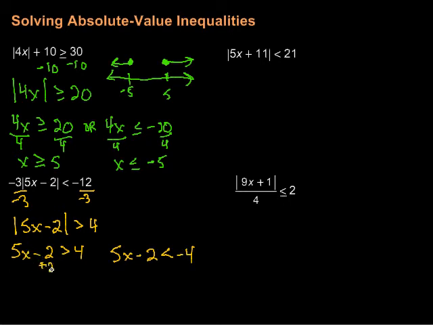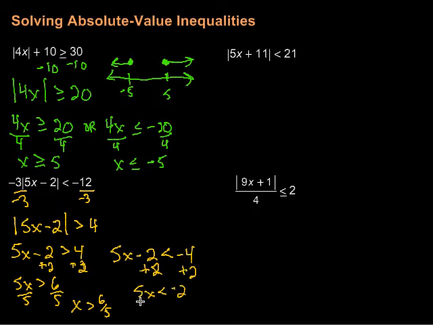Solve each of these. So add 2 on both sides for this first one. So we have 5x is greater than 6, 4 plus 2. Divide by 5. Divide by 5. And we're left with x is greater than 6/5. On this one, we add 2 on both sides. Add 2. Add 2. So we have 5x is less than negative 4 plus 2 is negative 2. Divide by 5. Divide by 5. And we're left with x is less than negative 2/5.